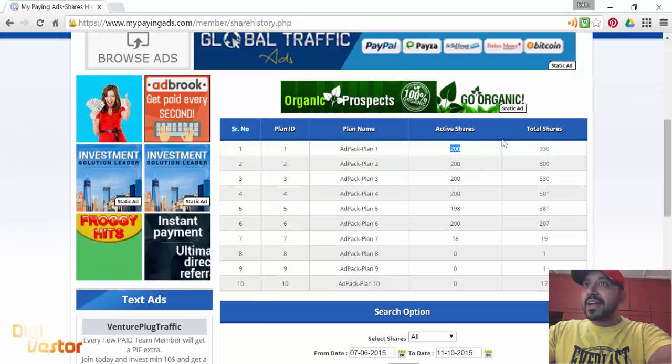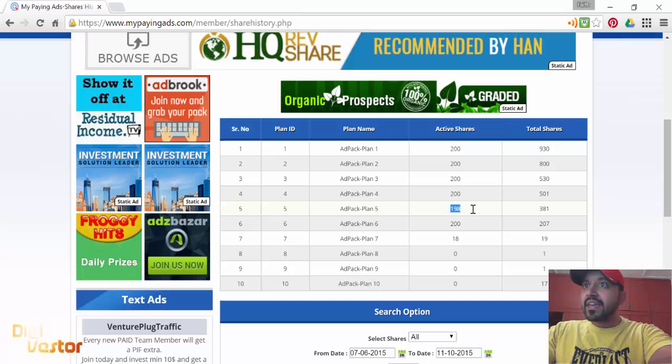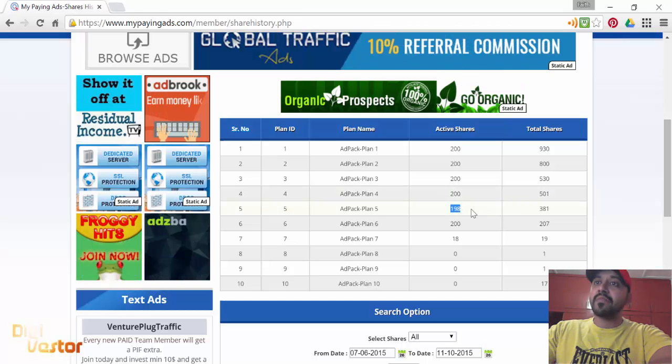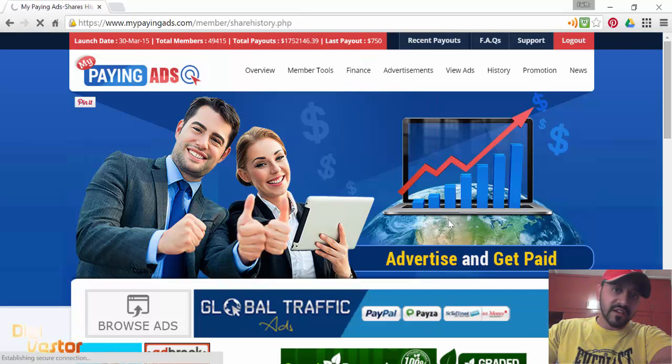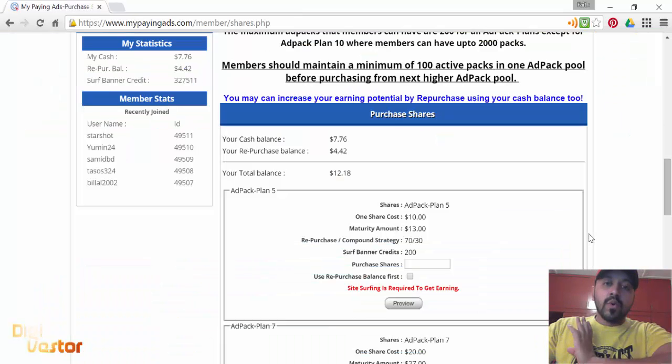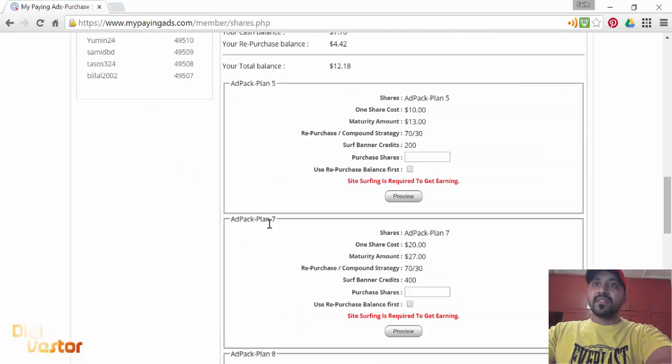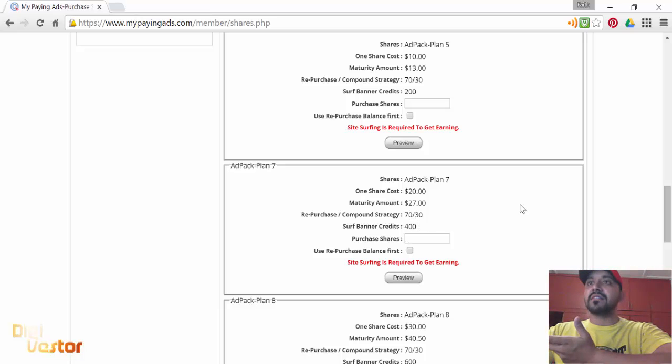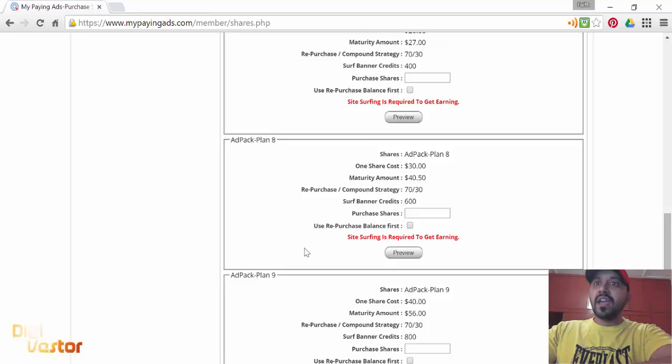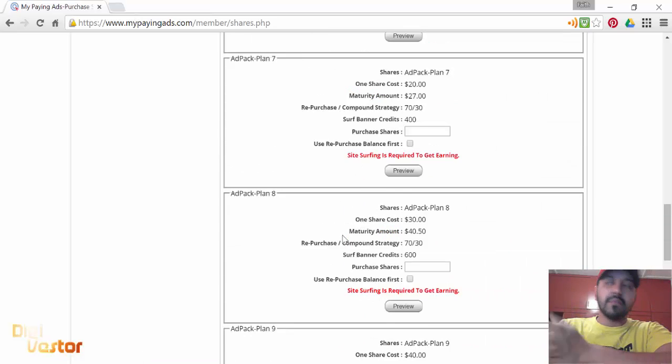Okay, so now that I've maxed out here, I want to buy however many shares I can on my ad pack 5. Let's go back to purchase shares. Remember I told you once you max out a level, you're not going to see it on that page. Do you see ad pack level 1 here? No, right? You only see ad pack 5 because I have 2 more shares to max out. When I say max out, I mean the maximum number of active shares that I can possibly have on that particular level. You can see ad pack level 7 because obviously I have not maxed out there. I'm just on 18 there. Ad pack 8, 9, 10, 11, because I've not maxed out on any of them.